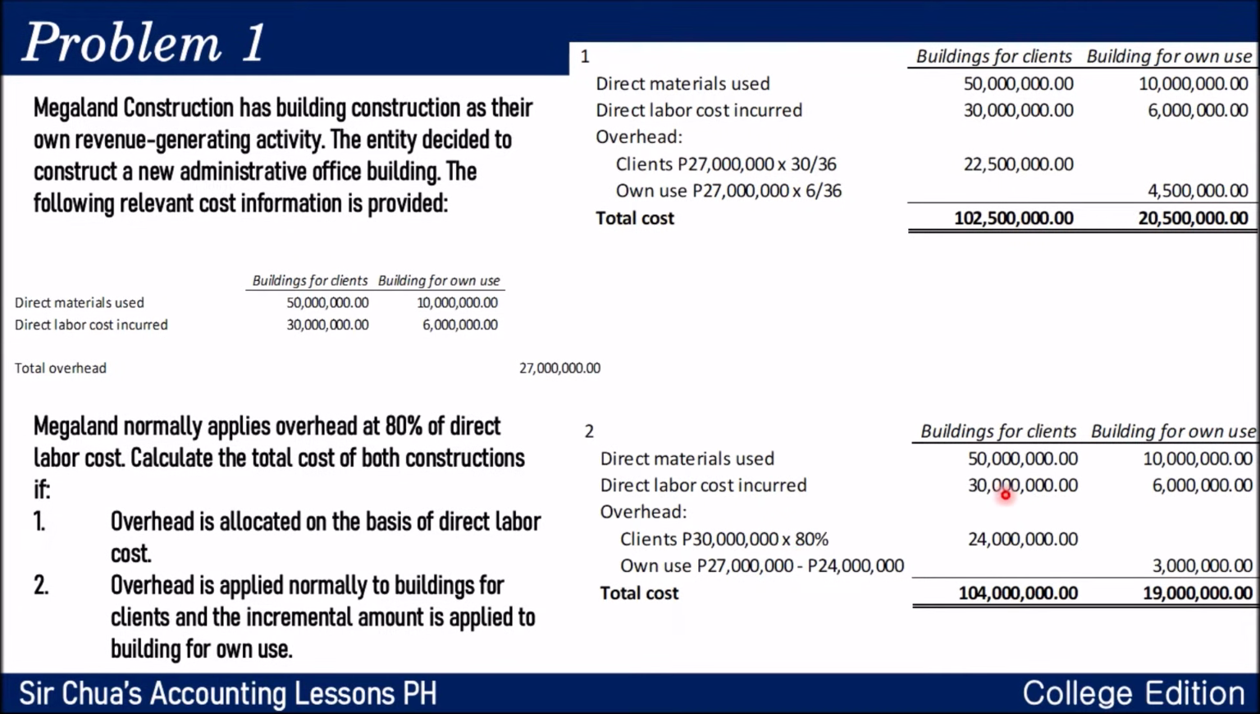Okay? So, 30 million times 80%, 24 million. Tapos, kung ano man daw po yung tira-tira, yun na lang daw po yung ilalagay nyo sa building for own use. The incremental amount is applied to the building for own use. Kung ang ating pong overhead ay 27 million at ang na-allocate na po natin na overhead sa ating building for clients ay 24 million, automatically yung overhead po natin allocated for the building for own use is 3 million. Just get the total of the two and then you got building for own use of total cost of 19 million and then for clients is 104 million. O, diba? Easy lang.